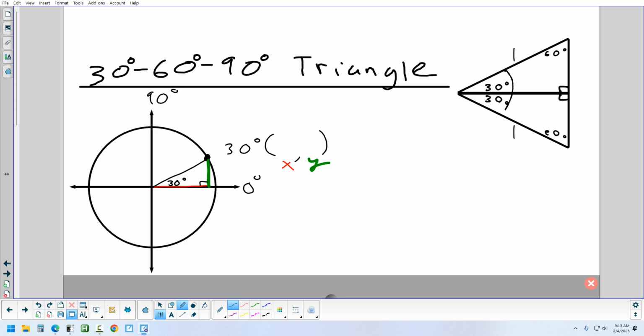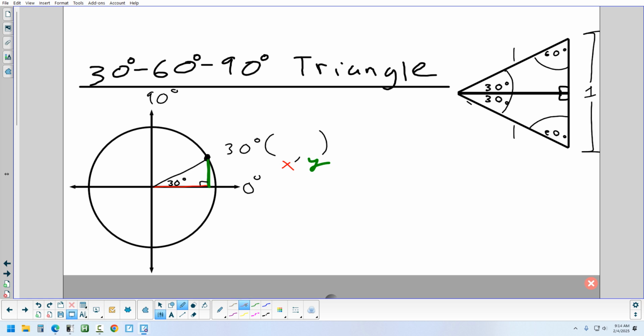This is 60, 60, 60. What do we know about an equilateral triangle? All sides are the same. All sides are the same, which means that side is 1. The side that's going down and to the right is 1, but the most important thing, this side is 1 unit from there to there.